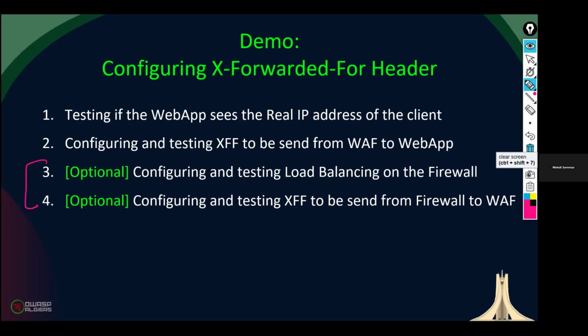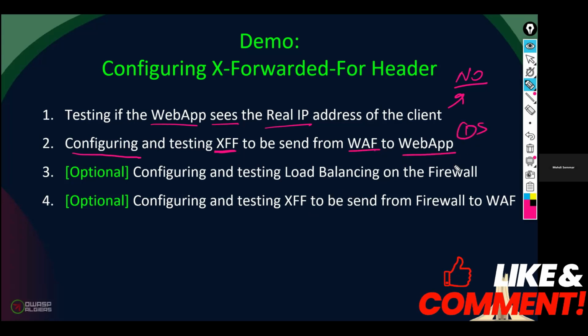The first two tasks simulate or test the first use case. We are testing if the web application sees the real IP, and the answer you will find is no. The backend servers will not see the IP. Why? Because I'm using the reverse proxy with the default configuration. And this prevents the backend application from seeing it, so from using it for monitoring. And then I will configure and test the X-Forwarded-For to be sent from the WAF to the backend. So this is the first use case that we discussed.